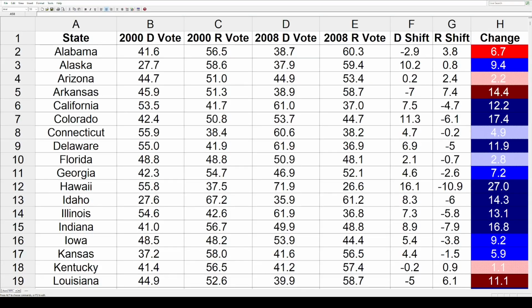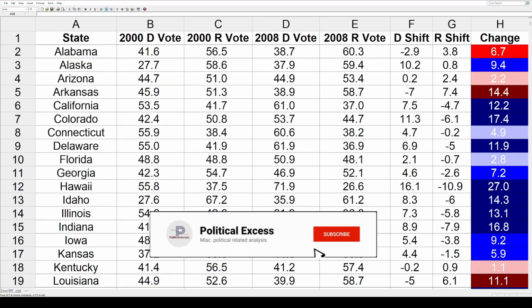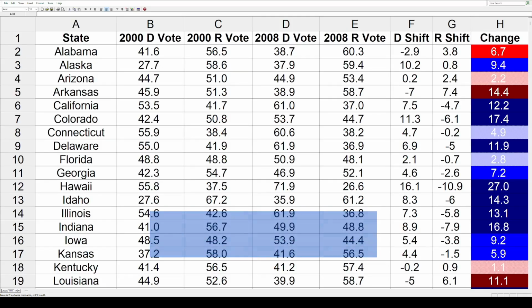Hi, everybody. Today we've got another presidential political shift. This time it's going to be 2000 to 2008, and this one was suggested to me in the comments. And this is going to look at George W. Bush's first run up against Barack Obama's first run. And if you do want to skip ahead to the map, there will be a chapter down below.